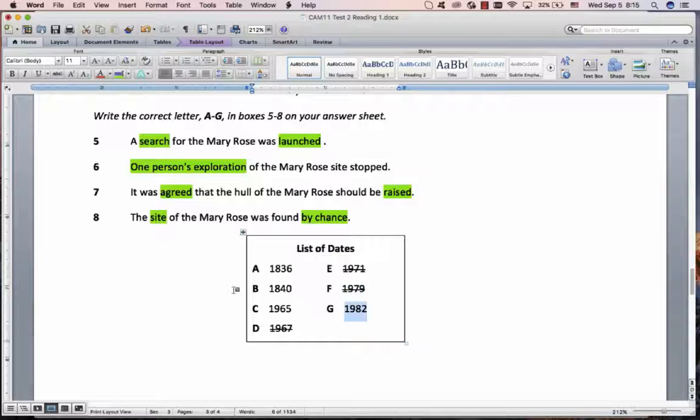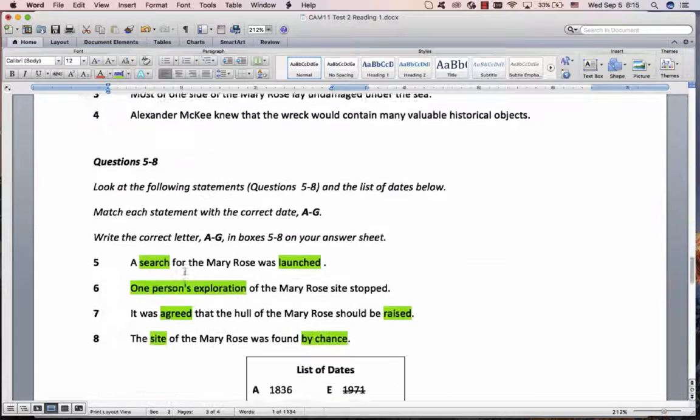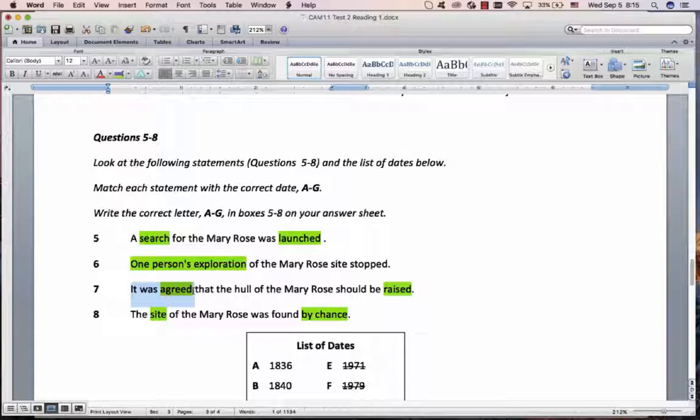And in 82 was to raise the hull given the go-ahead when the information was available. So this operation was given the go-ahead. It means started, given permission to start. And that was given the go-ahead. It was agreed that the operation should go ahead.